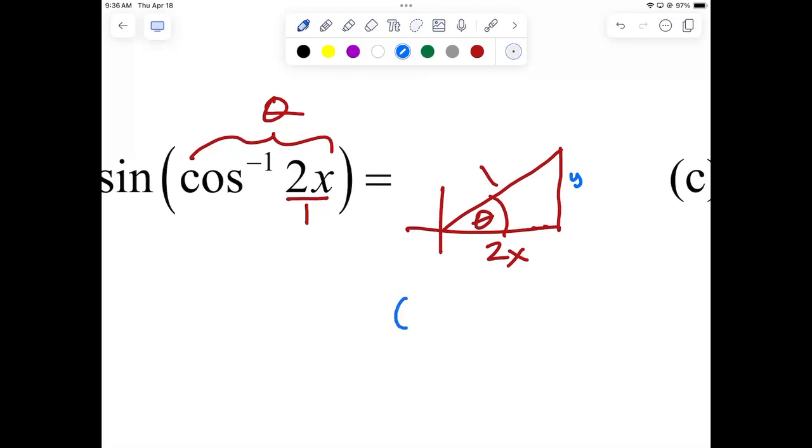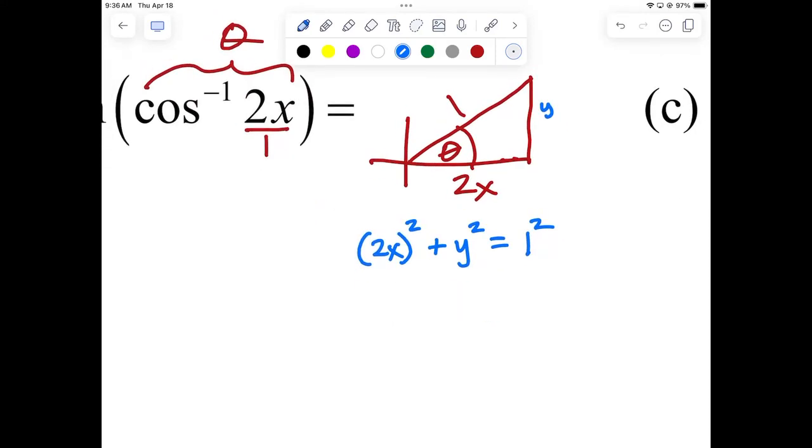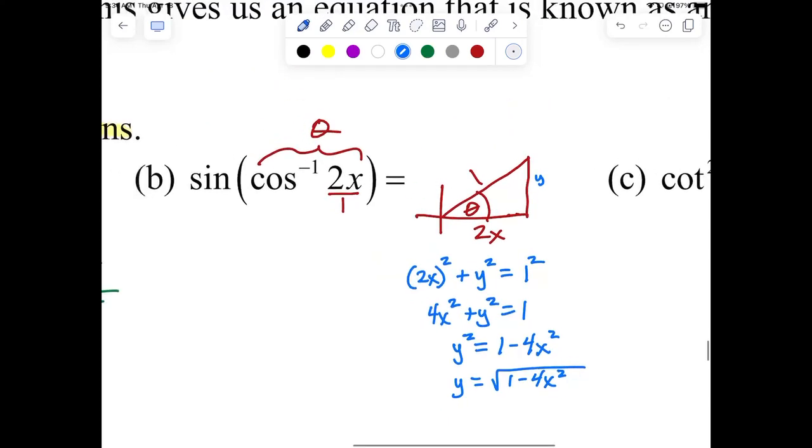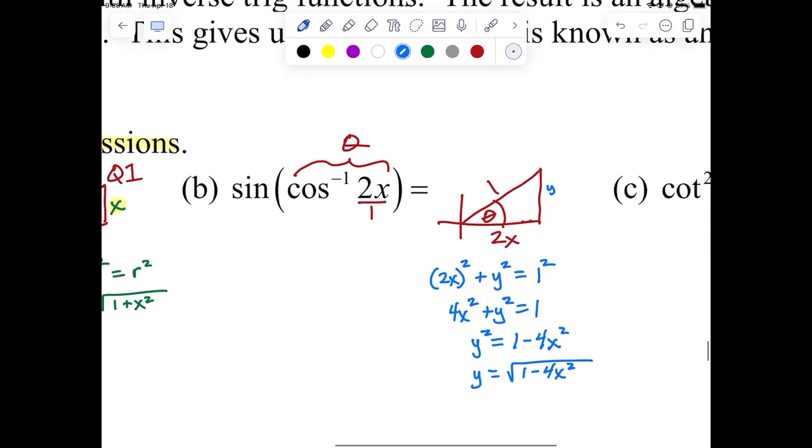So by the Pythagorean theorem, quantity 2x squared plus y squared equals the hypotenuse squared. Would you agree? Pythagorean theorem. Make sure you square the quantity 2x. That gives us 4x squared plus y squared equals 1. And if I solve for y, I get y squared equals 1 minus 4x squared, which means y must equal the square root of 1 minus 4x squared. And I don't know if y is positive or negative, so I'm just going to keep it positive for quadrant 1. And now I have all 3 sides.